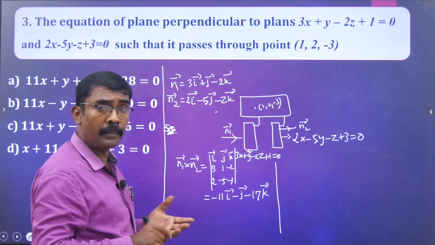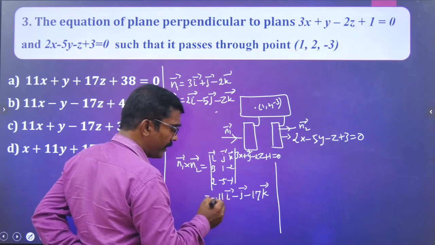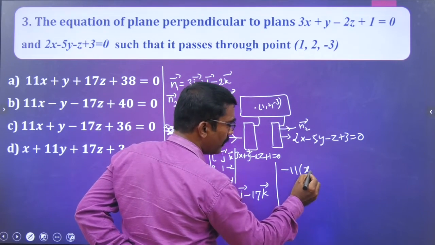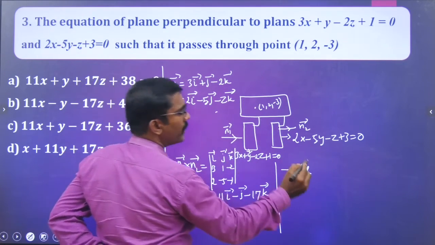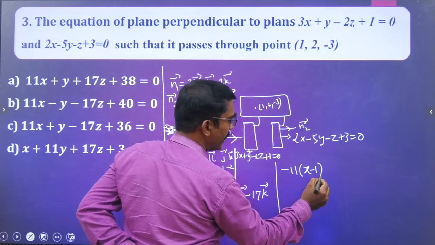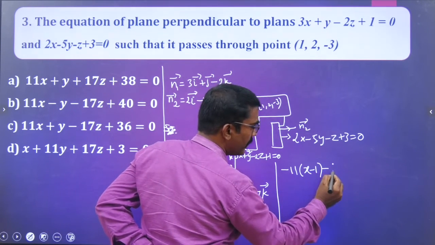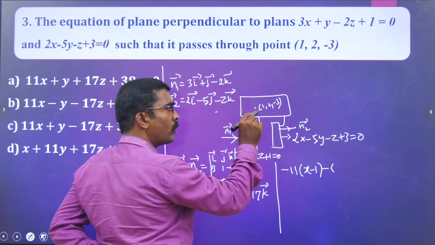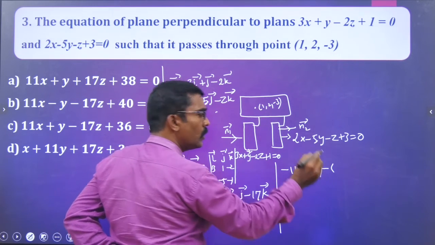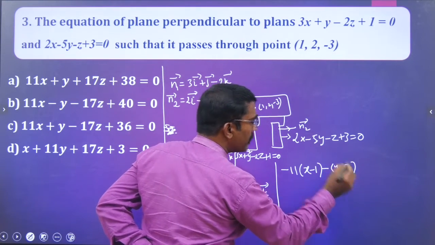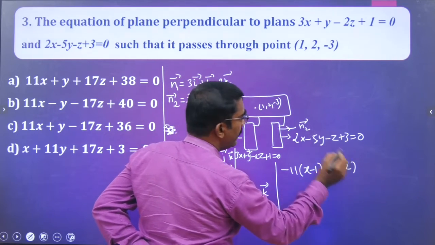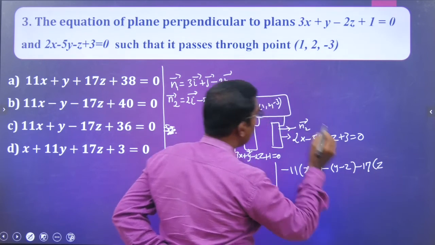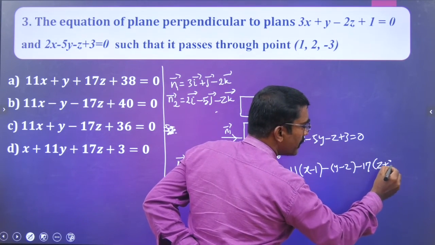How to write? Very simple. Here the coefficient of i vector is minus 11, into x minus the point's x value, which is 1, so x minus 1. Next, minus j vector: the plane passes through the point (1, 2, minus 3), the y coordinate is 2, so y minus 2. And then minus 17 into z, here z is minus 3, so change the sign, z plus 3, equal to 0.